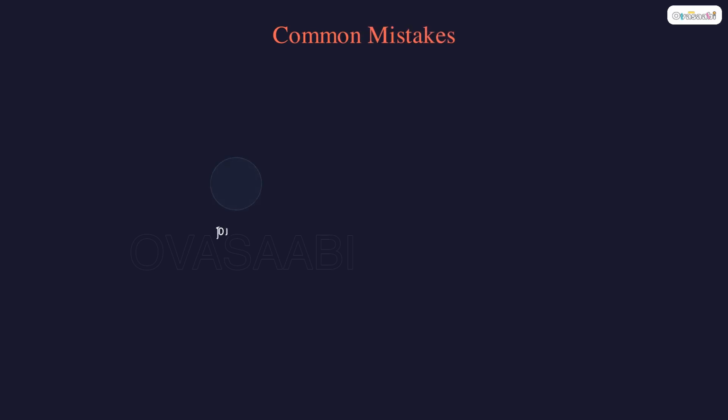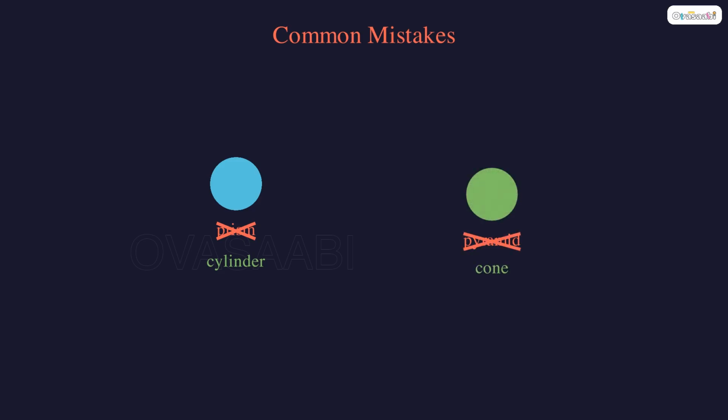Common mistake: students call a cylinder a prism. Although similar, we use the specific name cylinder. Same with cone versus pyramid.